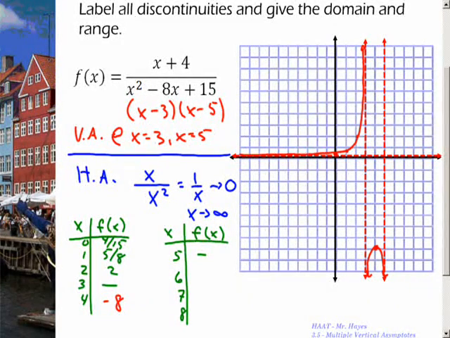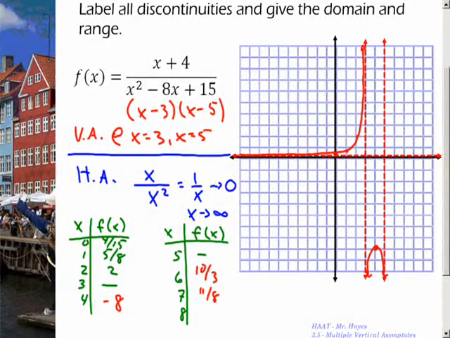If I plug in a 6, I get 36 minus 48. So that's a negative 12 plus 15, so that's 3. 10 over 3. If I plug in a 7, it's 11 on top. 49 minus 56 is negative 7 plus 15, so it's 8 on the bottom. So 11 eighths.